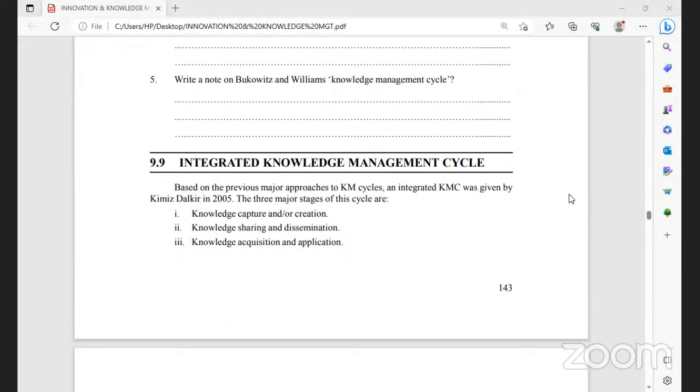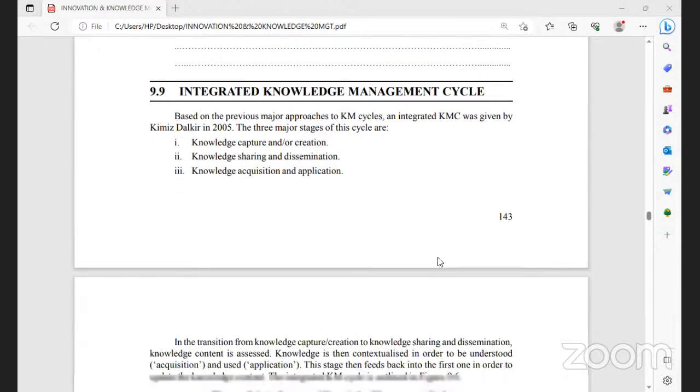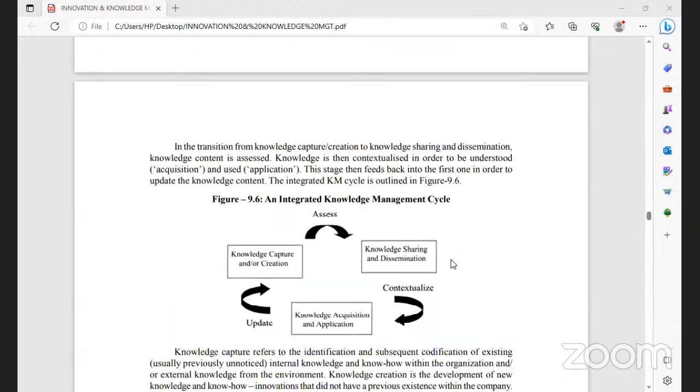particular entity or organization. And next one is the integrated knowledge management cycle, and it is based on the previous major approaches to knowledge management cycles. An integrated knowledge management cycle was given with three major stages. Those are knowledge capture or creation, knowledge sharing and dissemination, and knowledge acquisition and application. In the transition from knowledge capture to knowledge sharing and dissemination, knowledge is assessed. Knowledge is then contextualized in order to be understood. The stage then feeds back into the first one in order to update the knowledge content.